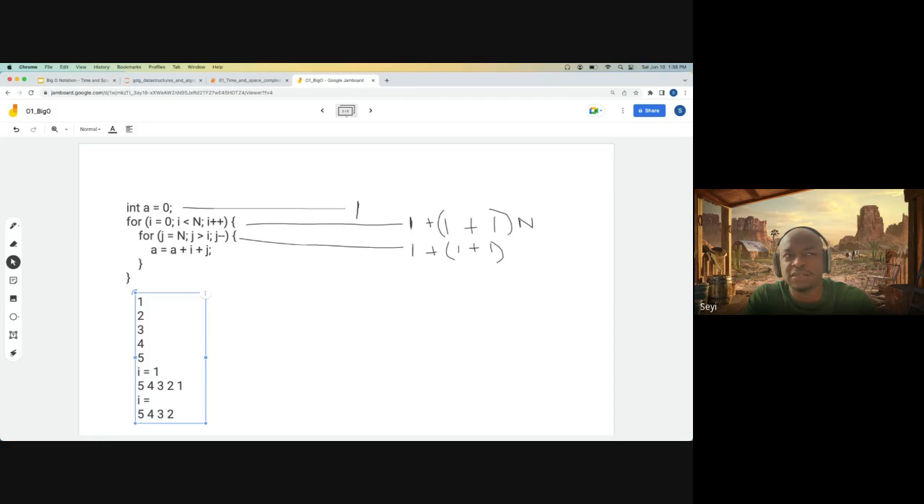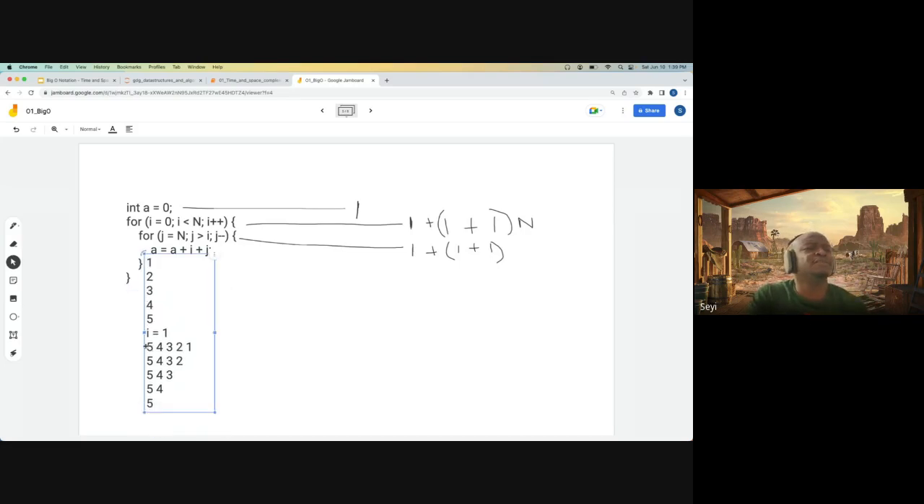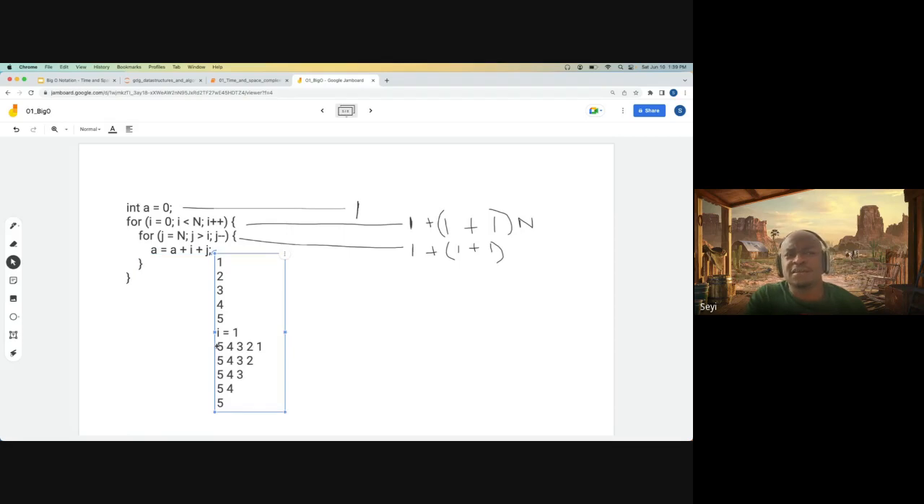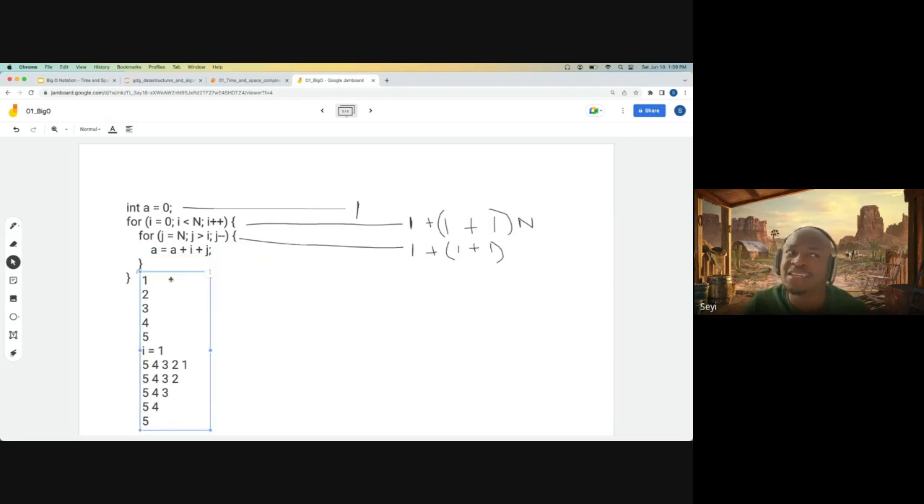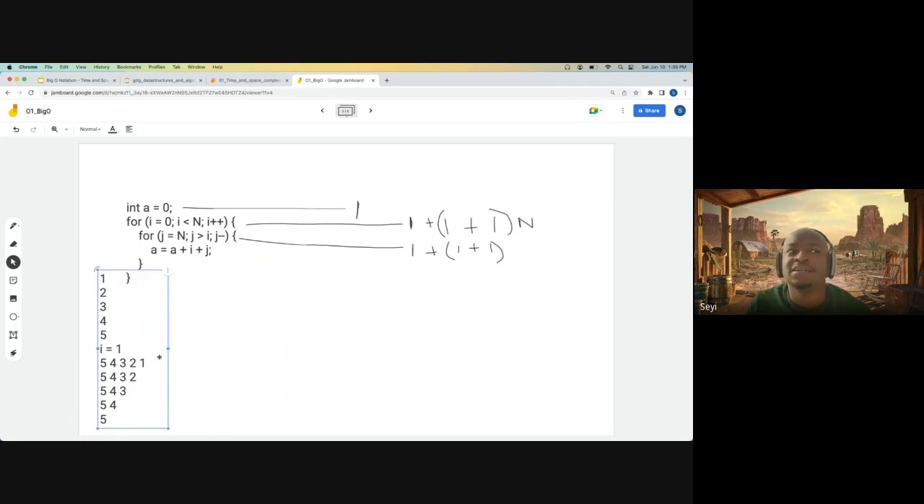Is everybody clear on that? Now, when I is 3, we count down again to 3. When I is 4, we count down to 4. When I is 5, we just have 5. Now, what does this tell me? This is like half of a square, right? So essentially, that tells me that this is n squared over 2 times here.